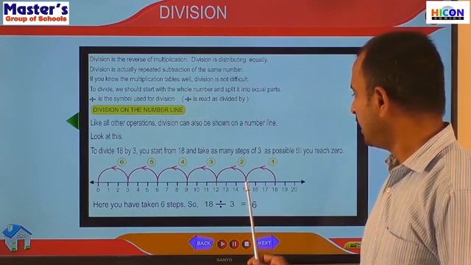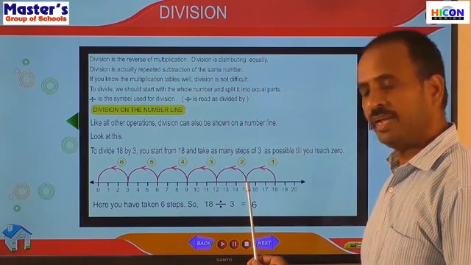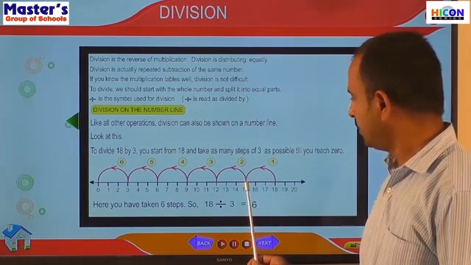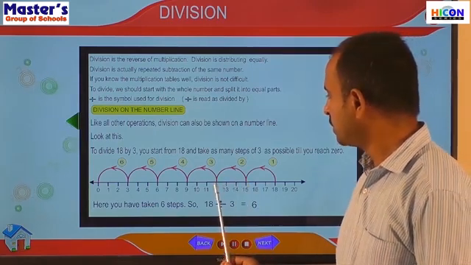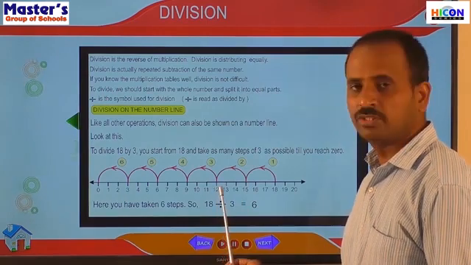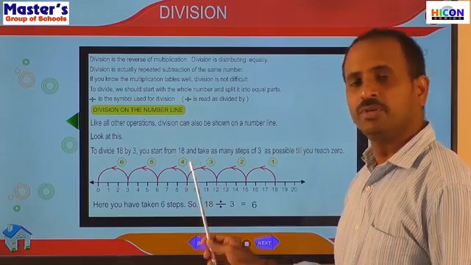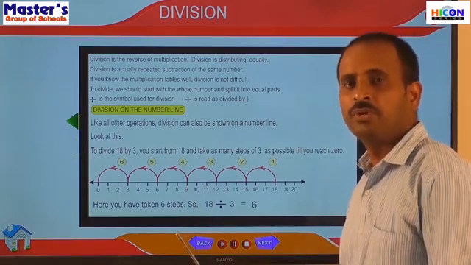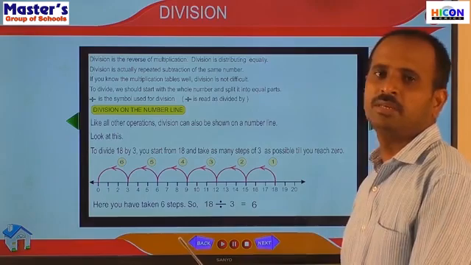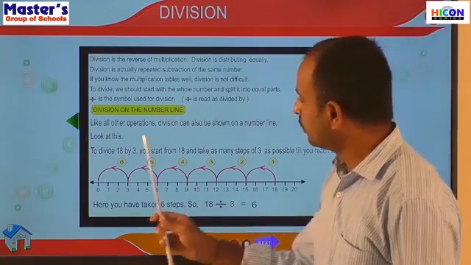1, 2, 3, and this is the first step. Again start from here, count 3 numbers. 1, 2, 3. This is the second step. And again count 3 numbers. 1, 2, 3. This is the third step. In this way, for each step, you have to cross 3 numbers, and finally we have to reach 0.